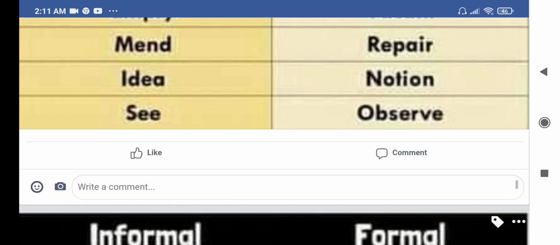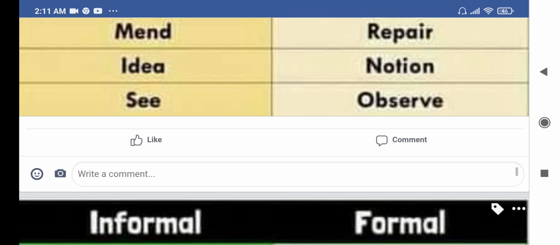Idea, notion. Idea is a very common word. Do you have any idea what is going to happen in India in the next 3 years? So this idea is very informal, and this is used in spoken English. And notion also means idea, but this is not used in spoken pattern. See, observe. See is informal, observe is formal.